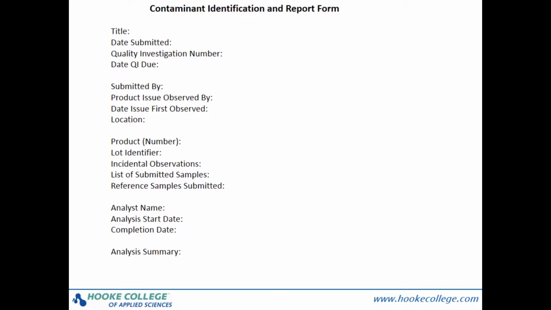One of the things, as you note here, is the quality investigation number. Some type of number that identifies it in that fashion is always a very good thing to have. A list of the submitted samples is, I think, a pretty crucial bit of this. I always like to have the requester send me a couple of reference samples. So if they suspect that there's a gasket, please send me a couple of those gaskets so I can test against that. And then, of course, the usual information, including the analyst's name, the start date, etc.